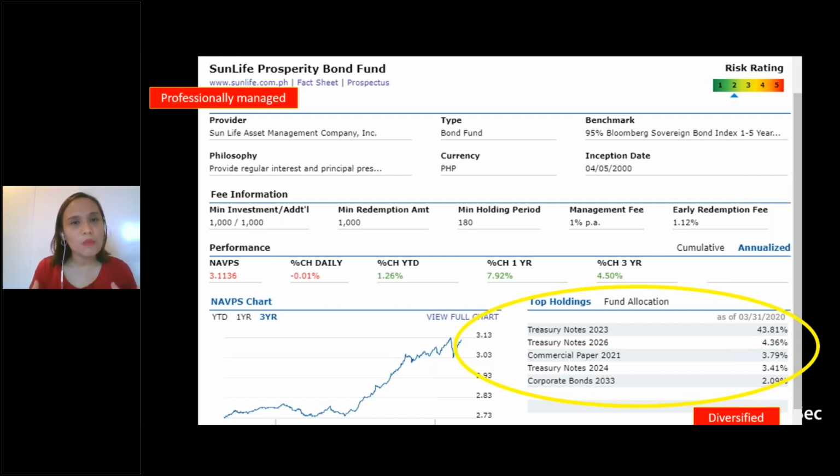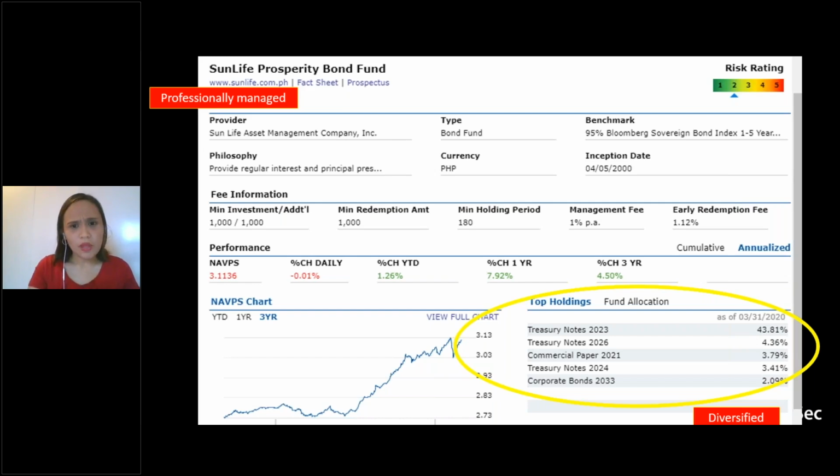Makikita nyo, since this is a bond fund, ang laman lang niya would be treasury notes, commercial paper, corporate bonds. Again, we said na, ano ba itong bonds? Ito yung mga instruments that give out regular income. Kaya makikita nyo, even now, positive pa rin siya, even with the market downturn. Kasi merong interest na sumasalo sa value ng investment na yon.